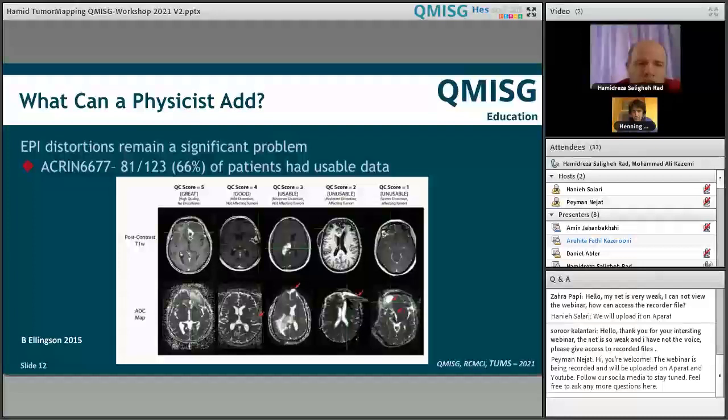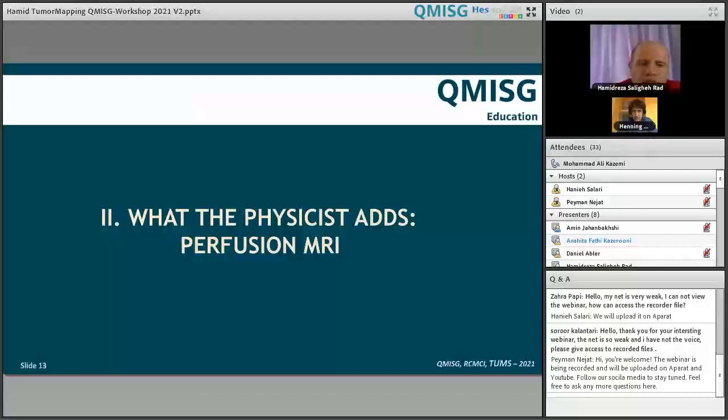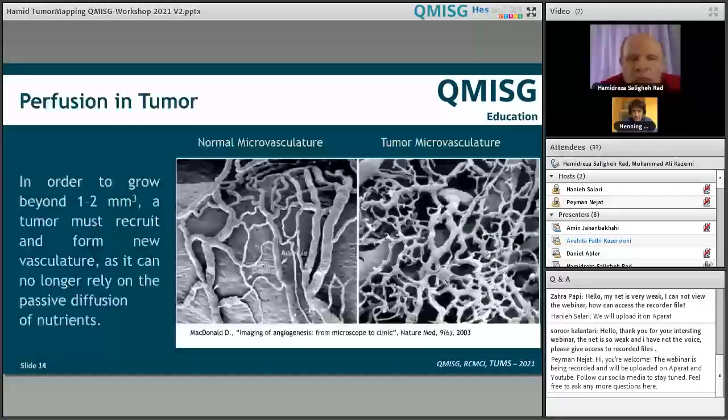So the distortions like EPI distortion, multi-shot EPI, and other pulse sequences and the post-processing techniques to remove the artifact are improving greatly. Let's switch gears to perfusion MRI. I would like to talk about perfusion.